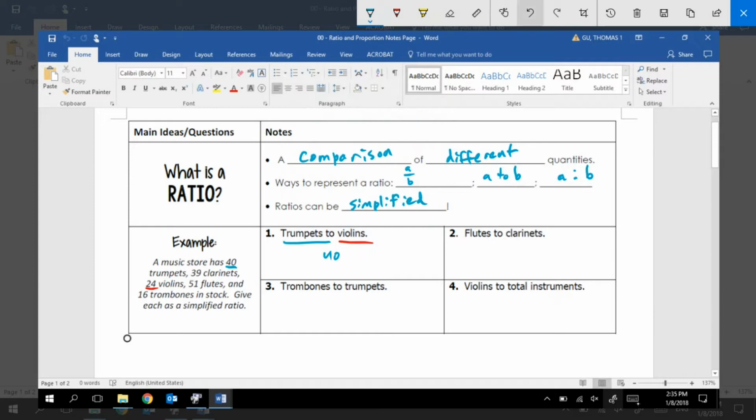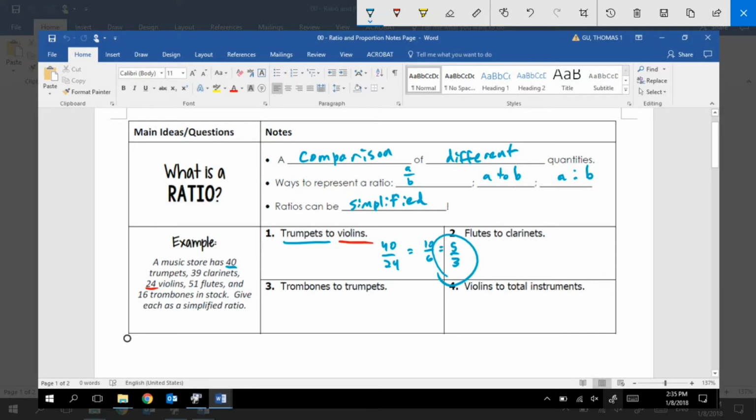But let's write this in fraction form so it looks a little easier. 40 to 24. And now we can simplify ratios, remember? So we're going to simplify this as much as we can. What number goes into both of these? 4. I can divide both by 4, so I would have 10 over 6. But wait, there's more. What else can go into both? It can go into 2. We can divide both numbers by 2, so we have 5 over 3. And that would be my answer. Trumpets to violins would be 5 over 3. That's the ratio.